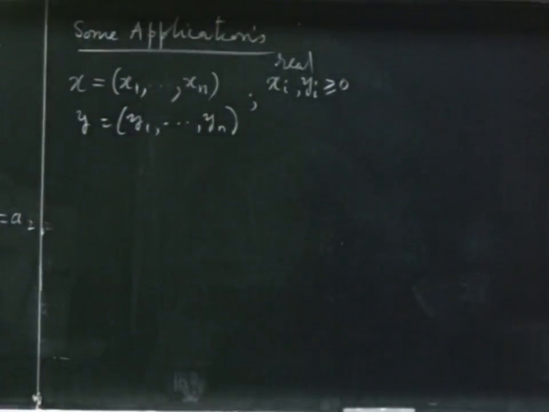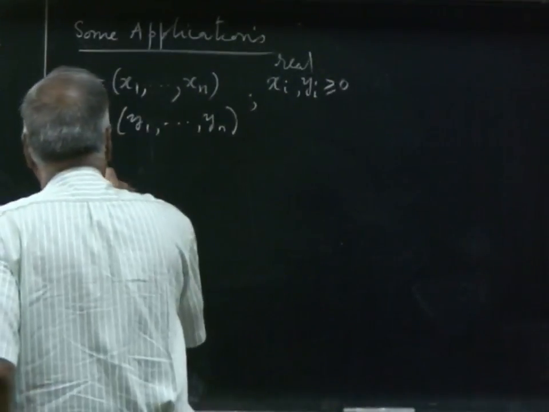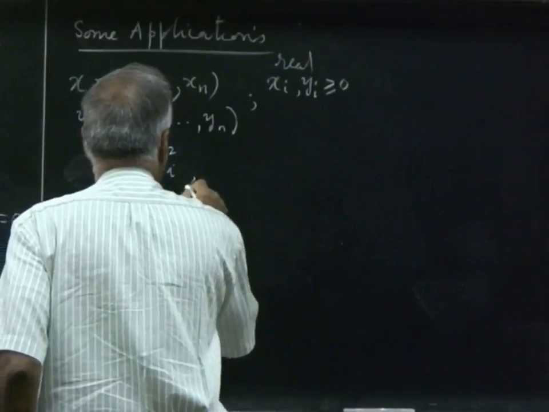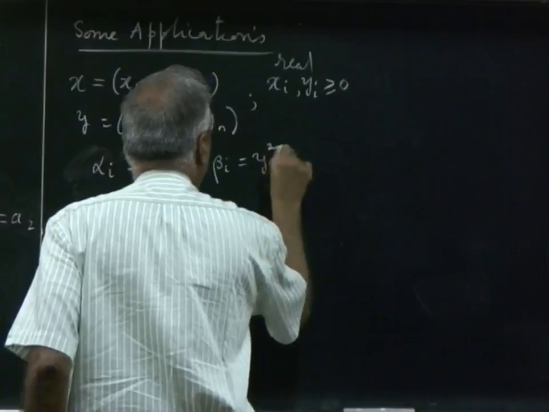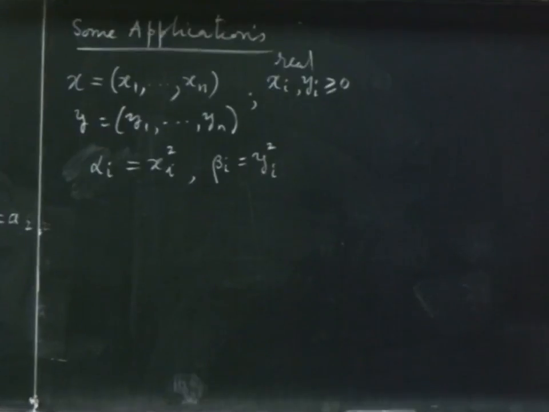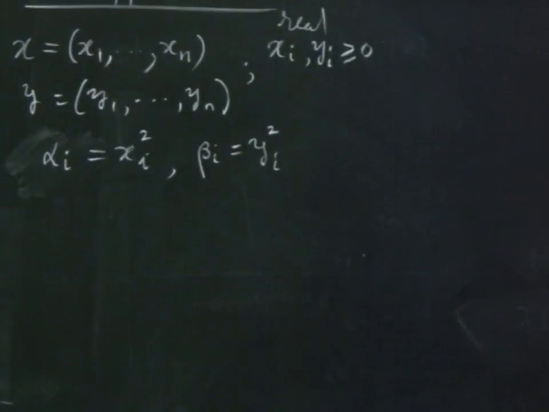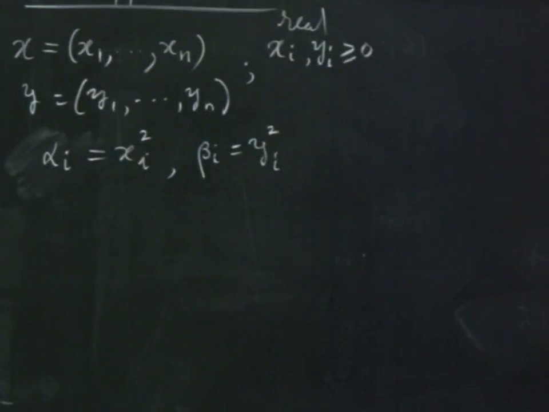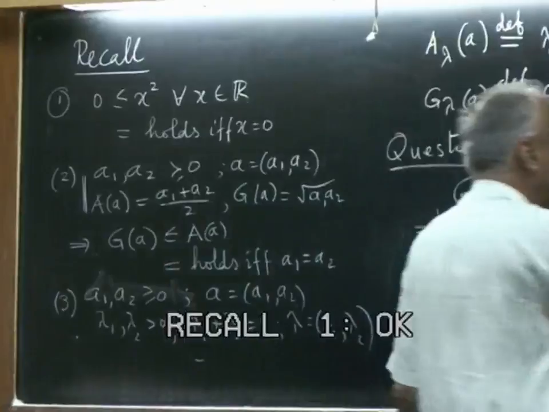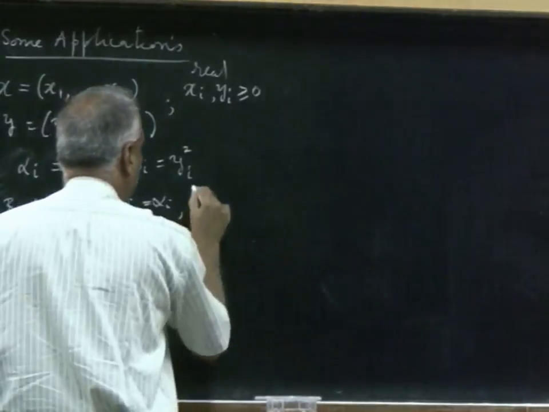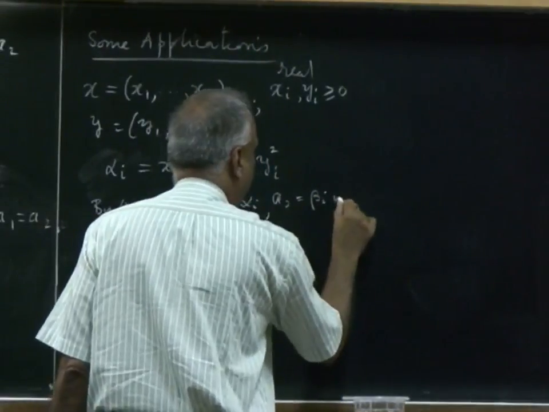Okay. Now, what I am going to do is, let me define alpha i to be xi squared and beta i to be yi squared. Still positive, no problem, everything is positive. Now, alpha i and beta i are positive, so I will take A1 as alpha i, A2 as beta i, and apply the inequality. So, by 2, with A1 equal to alpha i, A2 equal to beta i, what do we get?